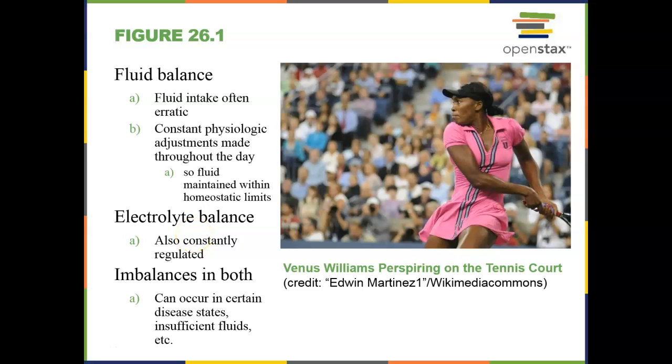So this is the second chapter in the urinary system. And in this chapter we're going to be looking at fluid balance as well as electrolyte balance. Our fluids are constantly changing in our body depending on our activity levels and what we are taking in throughout the day. Electrolytes are also constantly changing depending on what we're taking in, but they have to be regulated. Both fluid and electrolyte balance has to be maintained. If they aren't, then different diseases can occur.